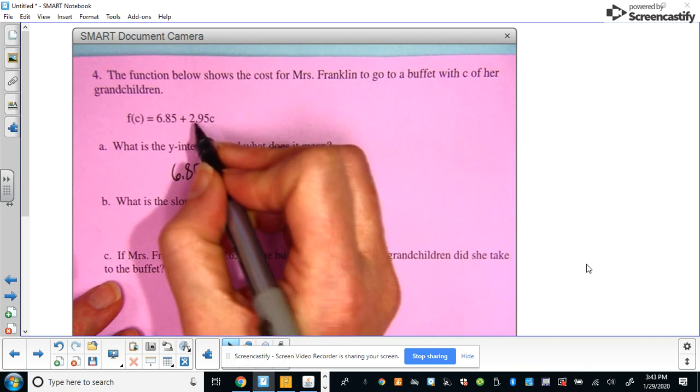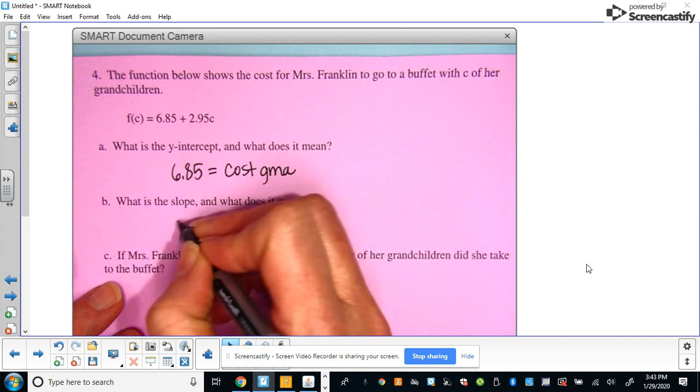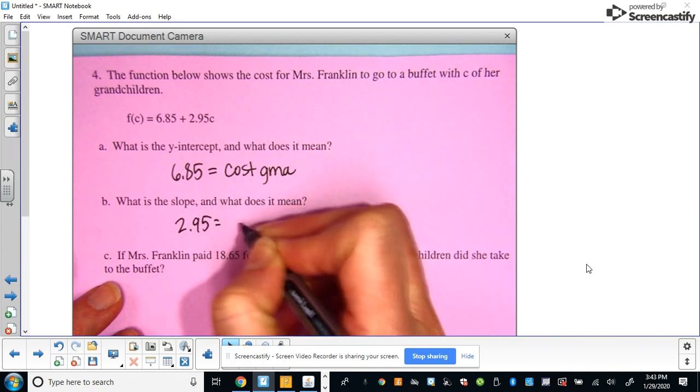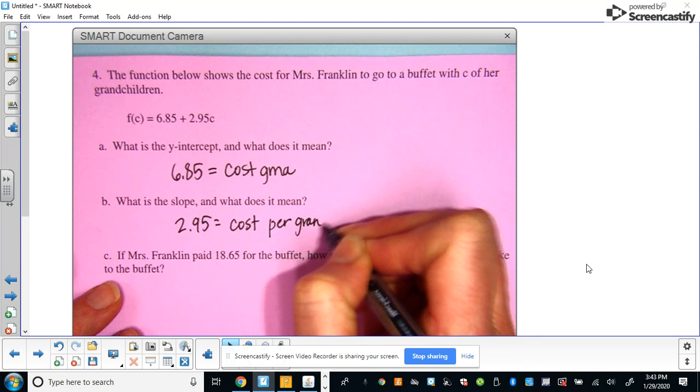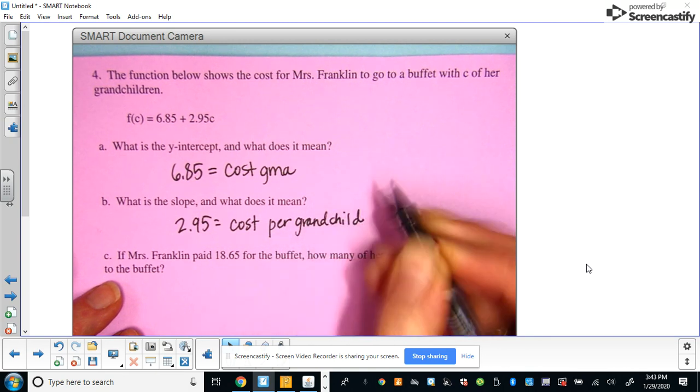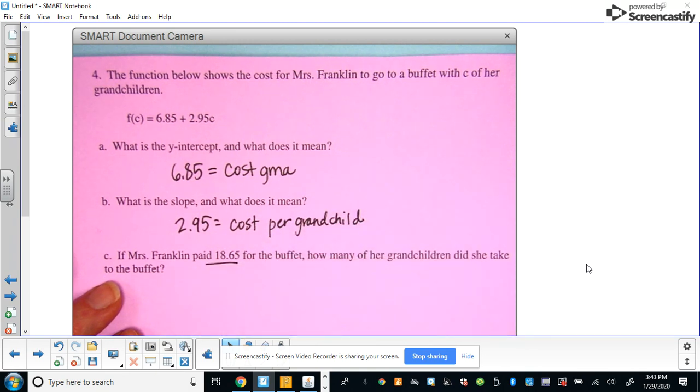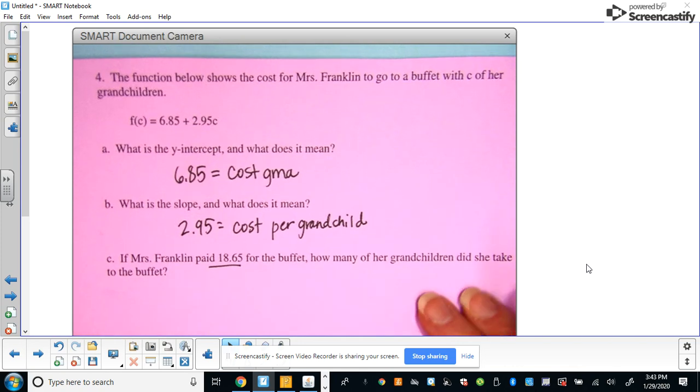The slope is the number in front of the variable C. That's $2.95, and that's the cost per grandchild. Again, if she paid a certain amount, such as $18.65, you could subtract off her cost and then divide to solve that equation for how many grandchildren she could pay for.